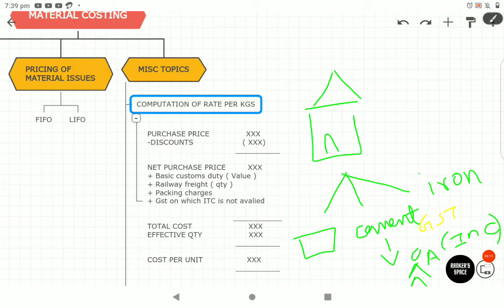After that, what happens? This house is constructed. On this house, say for example, 10 rupees GST you have already paid on cement at the time of purchasing it. After that, the house is constructed. On this house, the GST is 500 rupees. The GST department is asking you to pay.